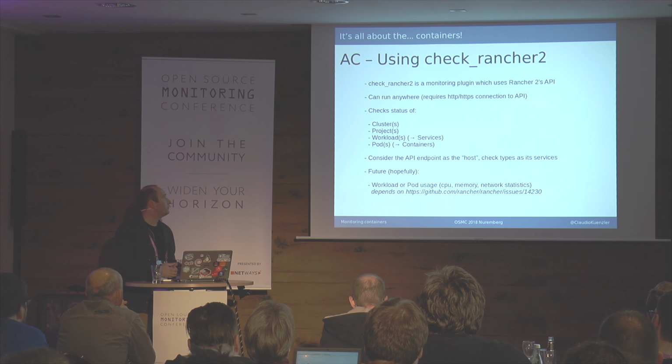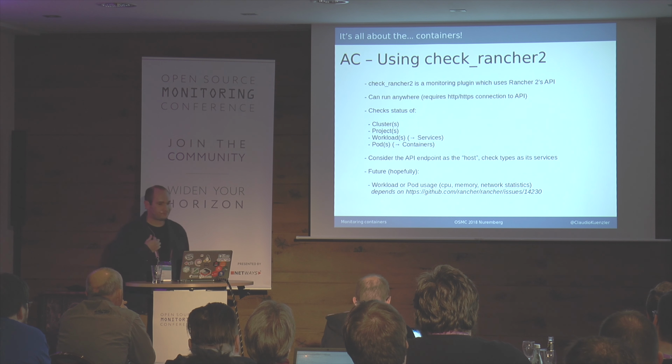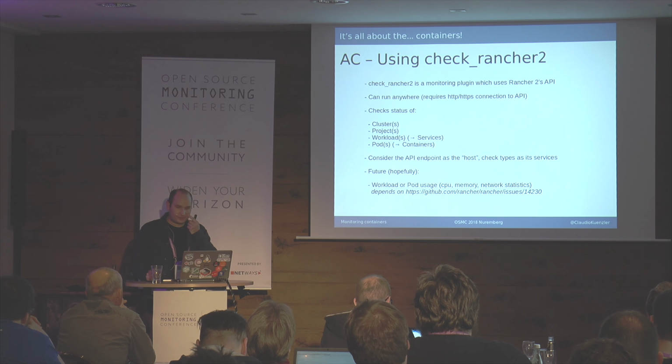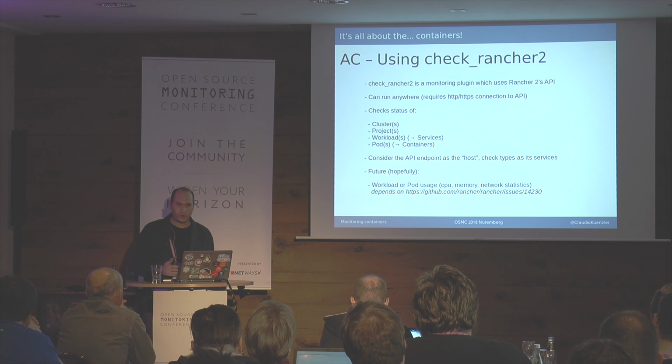Check Rancher 2 is a new monitoring plugin which uses the API of Rancher. As it's just HTTP or HTTPS, it can basically run anywhere. It currently checks the status of the cluster, of all projects defined in it, of workloads and of pods, so basically containers in the Kubernetes world.